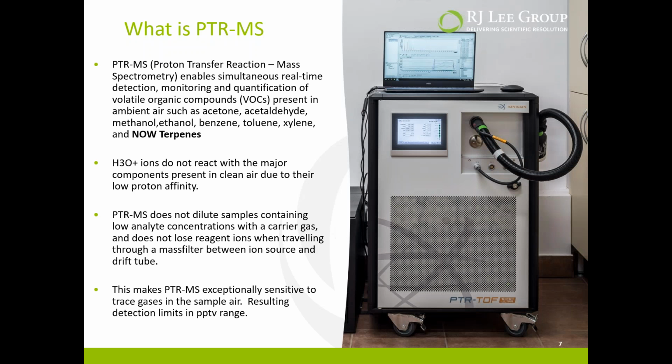The H3O+ ions do not react with the major components present in clean air due to their low proton affinity. The PTR-MS does not dilute the sample containing low ion concentration with a carrier gas, and it does not lose reagent ions when traveling to the mass filter between the ion source and the drift tube. As a result, using the PTR-MS, we could detect various volatile compounds at parts per trillion levels, at a very low range. Next slide.